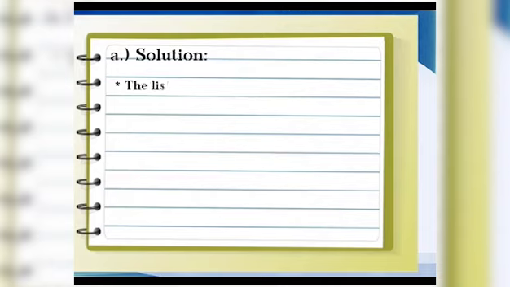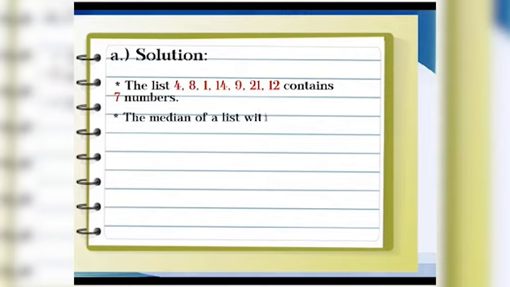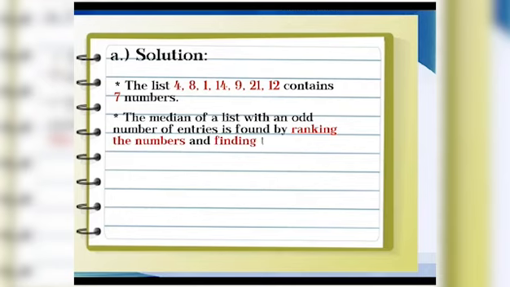The list 4, 8, 1, 14, 9, 21, 12 contains 7 numbers. The median of a list with an odd number of entries is found by ranking the numbers and finding the middle number.